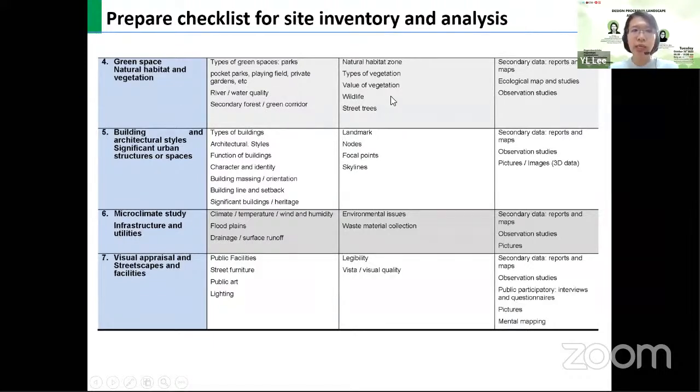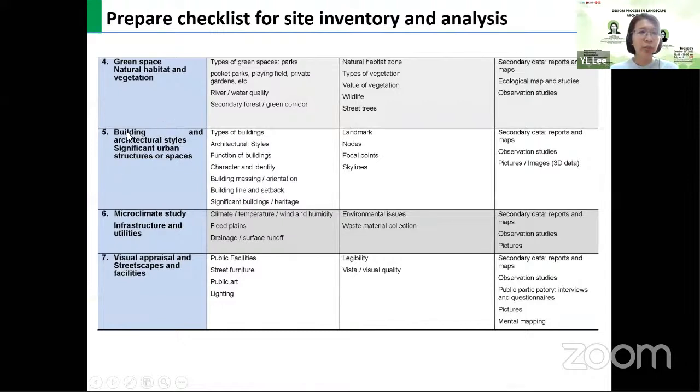Maybe you will ask how to look at the wildlife itself. Of course, like I tell my students, if you go to the site, sometimes it's not easy to see the wildlife, the animals on the site, whether in a rural or urban area. So what you can do is try to get secondary information or reports, so that at least any previous study has mentioned the wildlife in or related to the area. The product you can produce here is an ecological map or any observation studies.